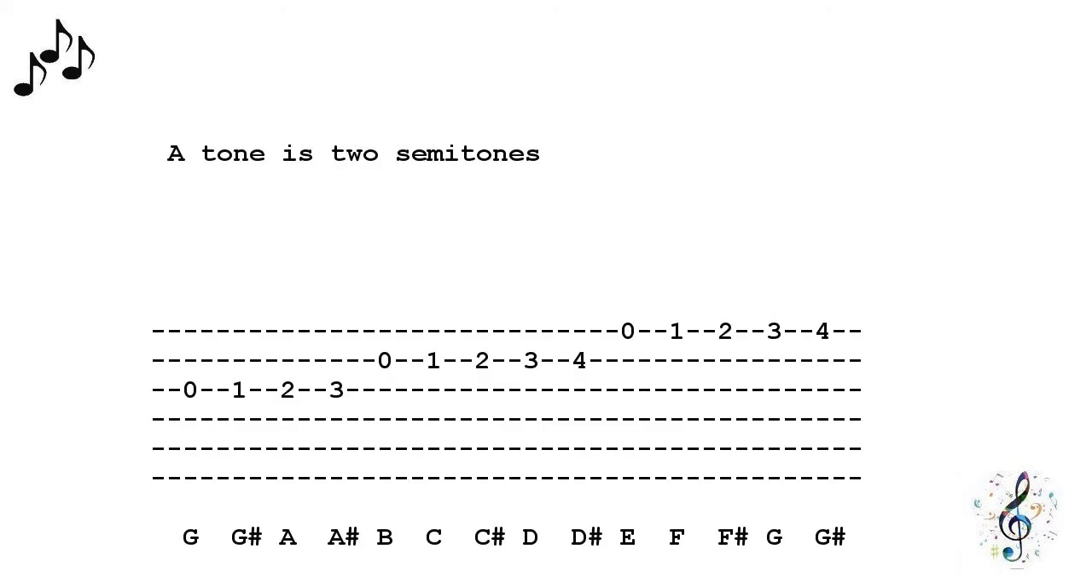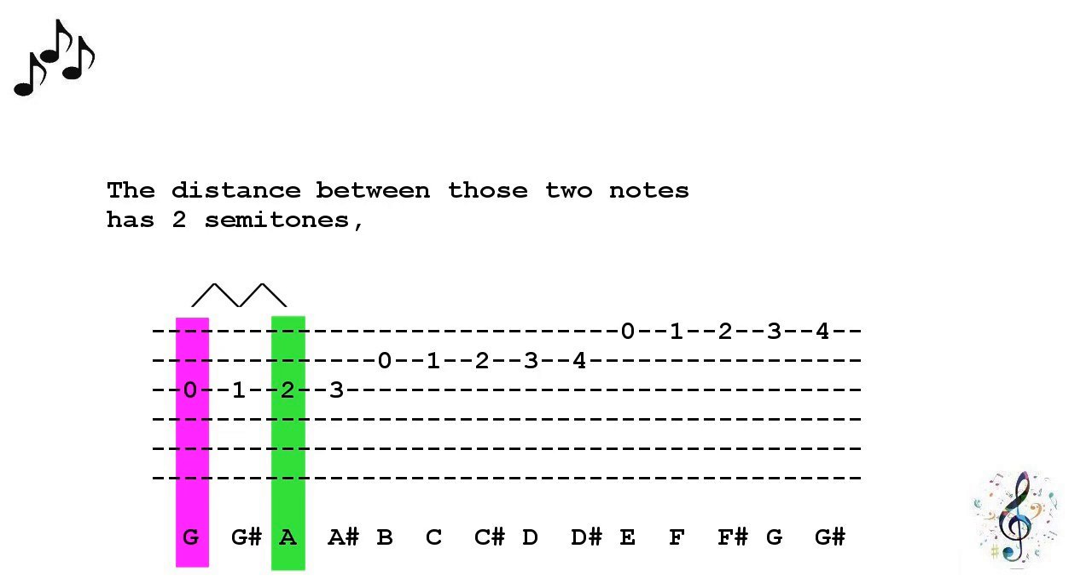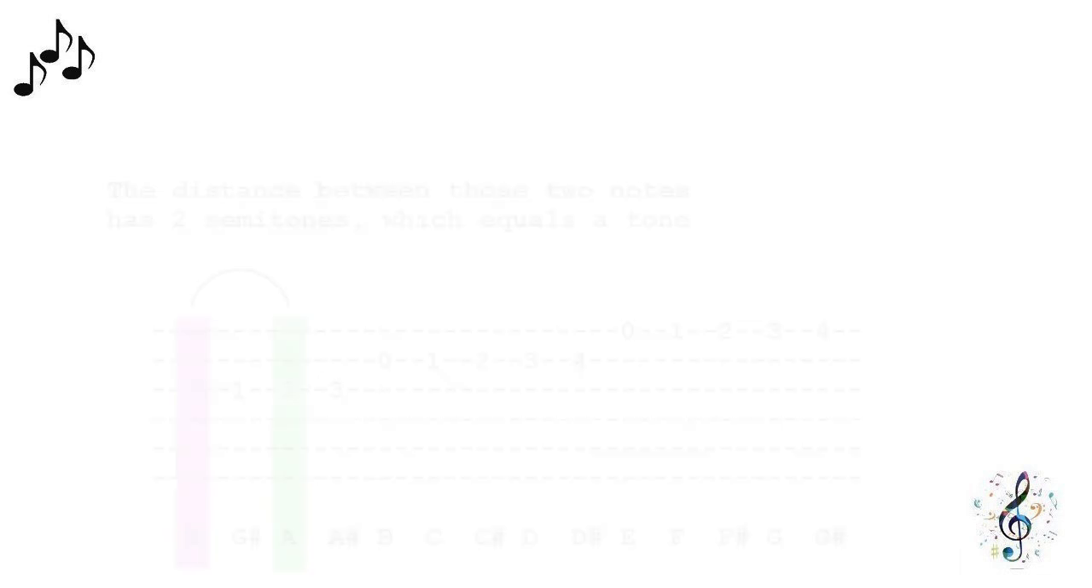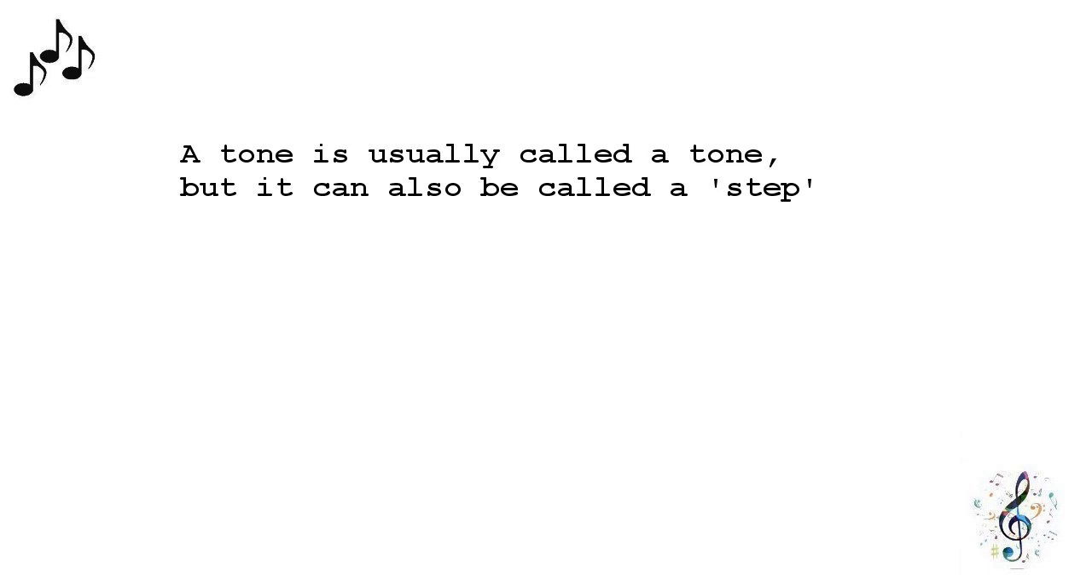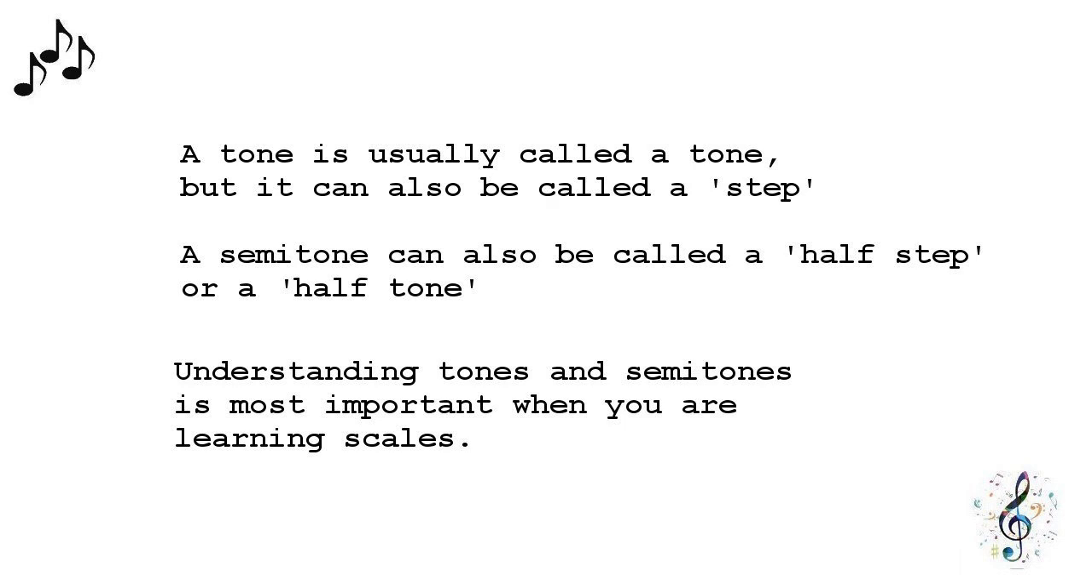A tone equals 2 semitones. If you play the note G, then play a tone above it, you would be playing an A. So the distance between those 2 notes is 2 semitones, which equals 1 tone. A tone is usually called a tone, but it can also be called a step. A semitone can also be called a half step or a half tone. Understanding tones and semitones is most important when you are learning scales.